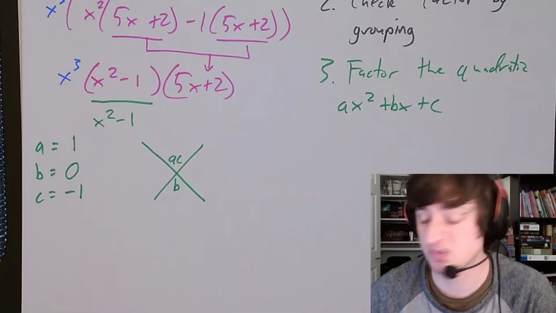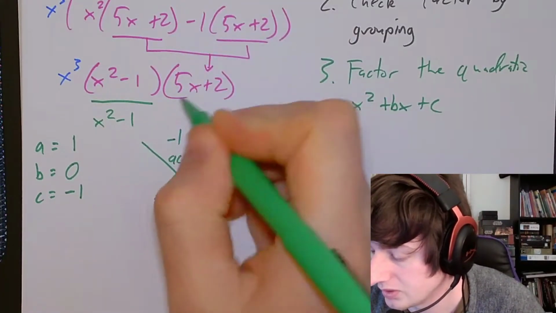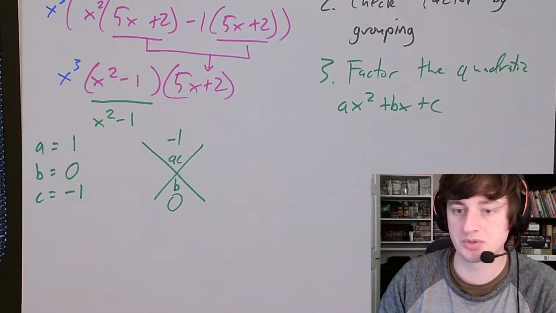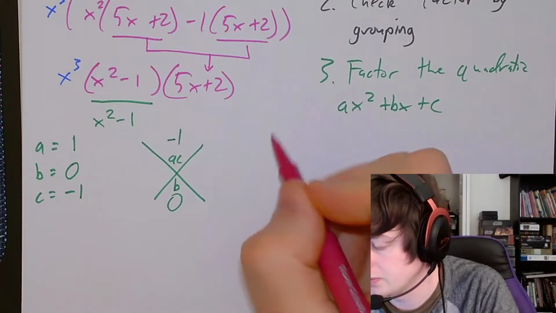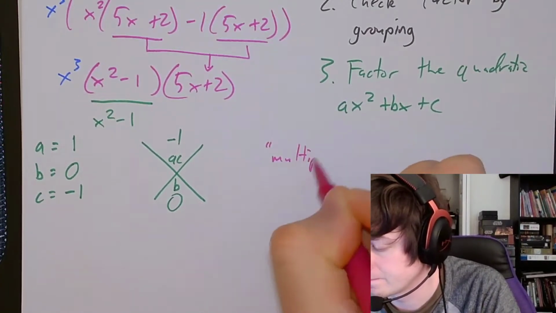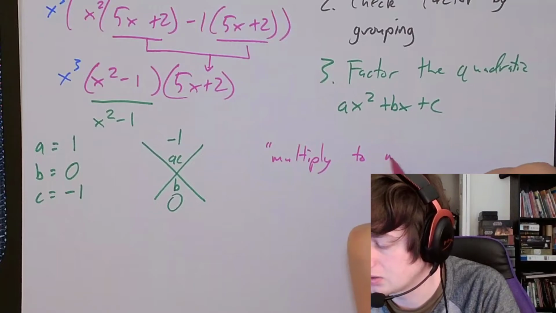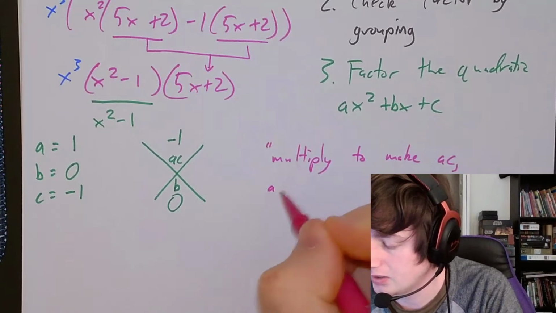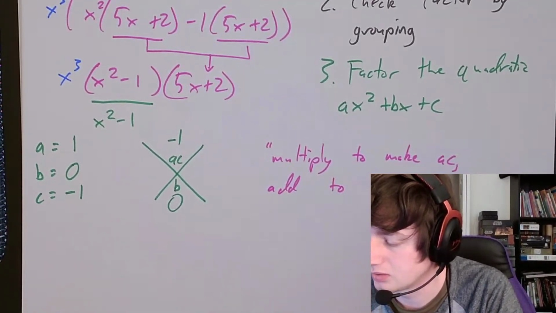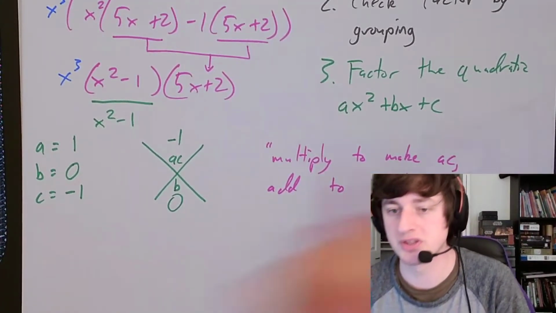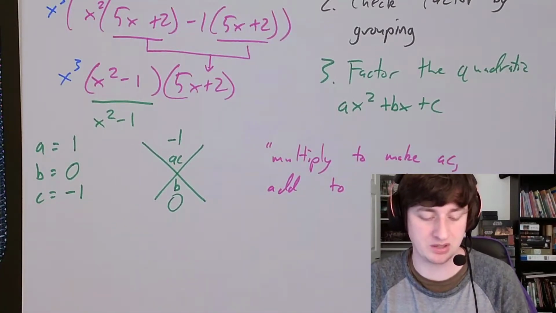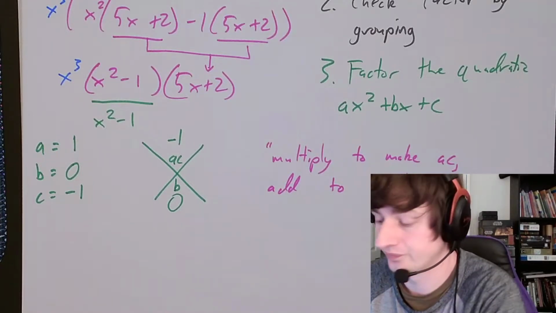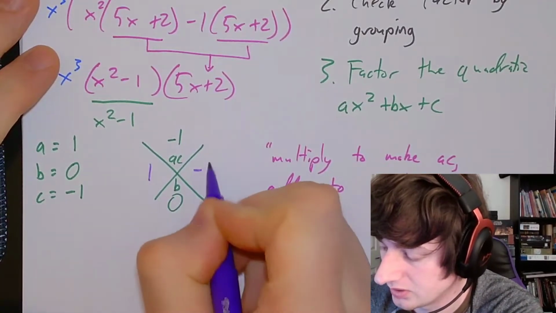Okay, so A times C for this problem is -1. And then B is 0. And so what we're doing here is we're saying, okay, what numbers multiply to make AC and add to make B? For this specifically, what numbers multiply to make -1 and then add to make 0? Well, that's going to be 1 and -1.